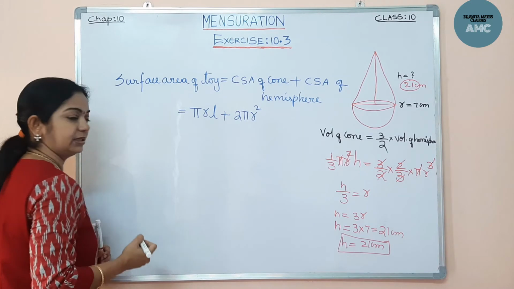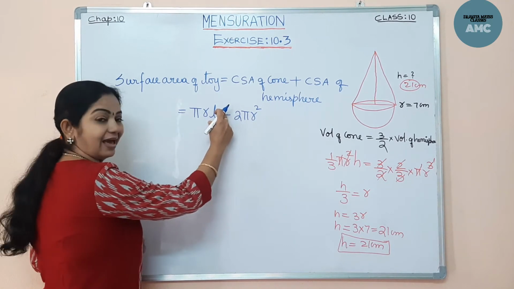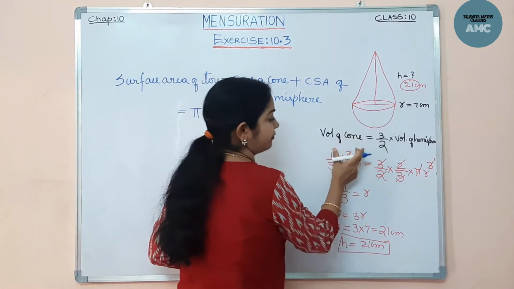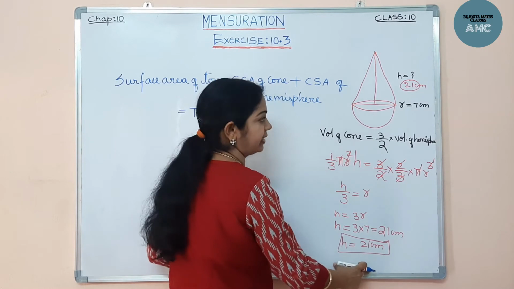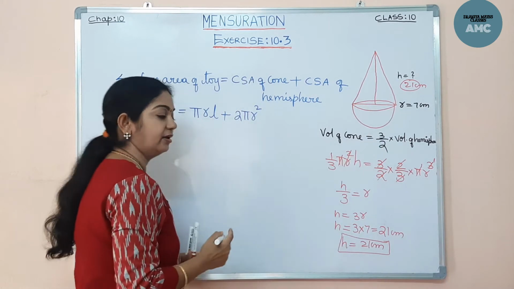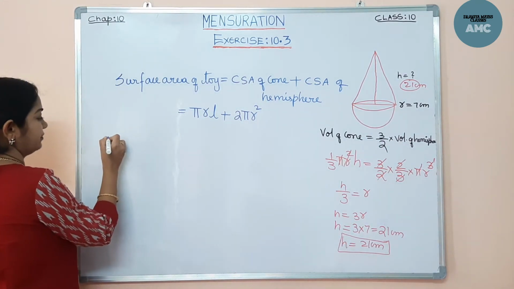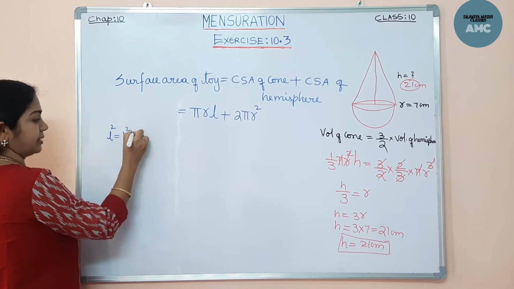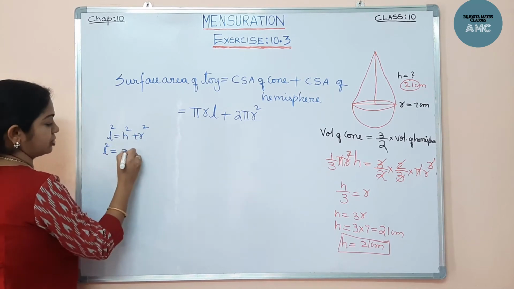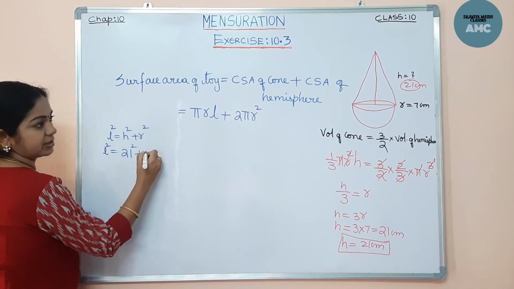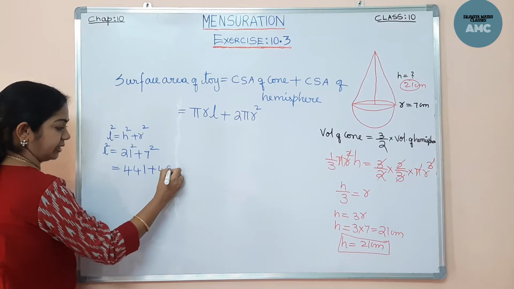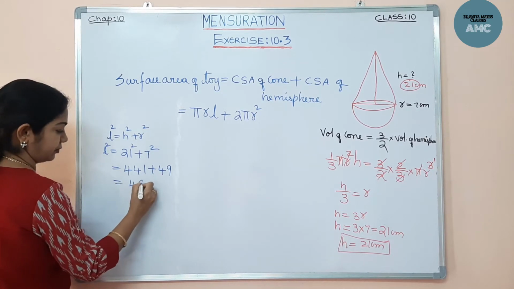Now we have all the dimensions, but the L, the slant height of the cone, is not given. We only know the radius, and from the volume we have found out the height, that is the vertical height. Now we know h and r, we can easily find the L from the Pythagoras theorem, right? Here we see L square is equal to h square plus r square. Right. Now L square equals, what is the h value? 21 square plus r square is 7 square. So 21 square comes to 441 plus 49. So this is clearly 490.